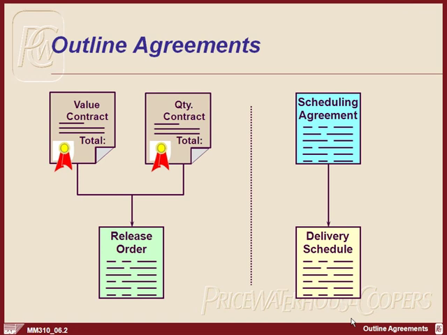Therefore, for the material, whenever there is a need for that material, you still have to raise an order with reference to the contract. Therefore, that order is called a release order. So the primary difference between the scheduling agreement and the contract, we will see it later.